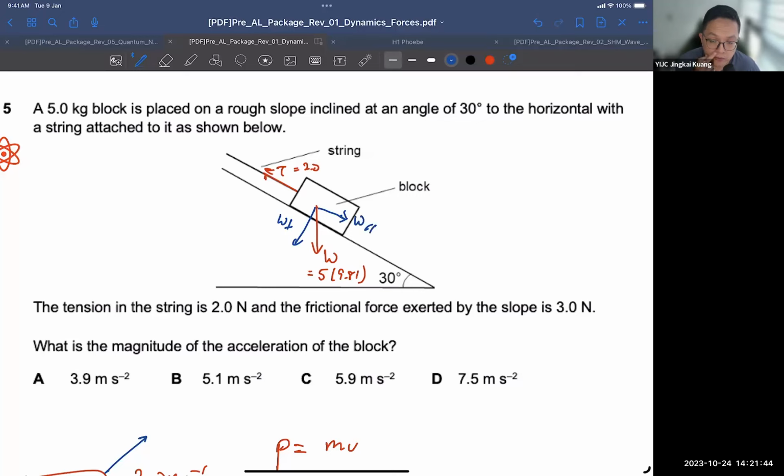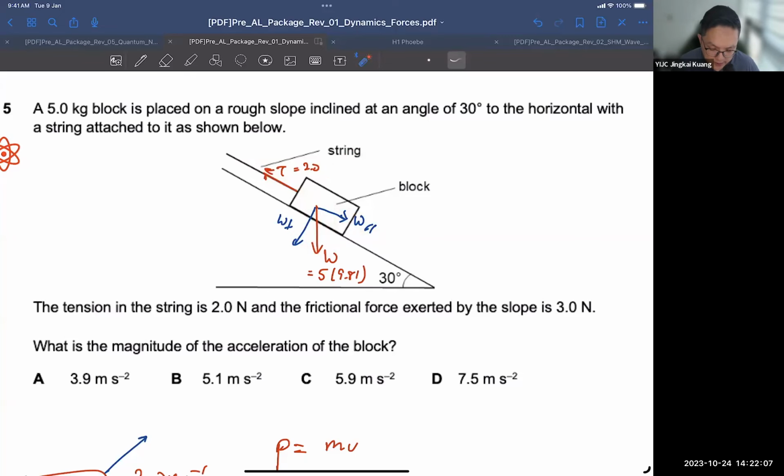Okay, I want the weight parallel because I know that my block will move along this direction. So I'm not going to use the vertical component, weight perpendicular, because it is not in the direction of my velocity and acceleration. And this will be cancelled off by the normal reaction force. So I'll just use weight parallel.